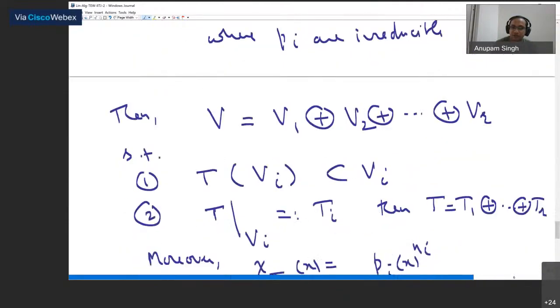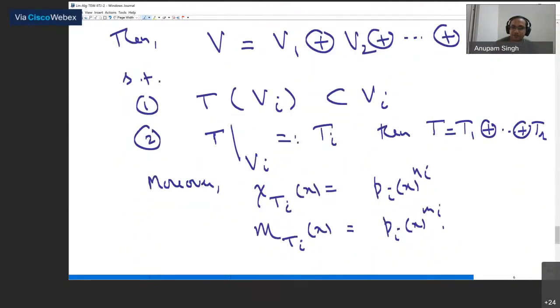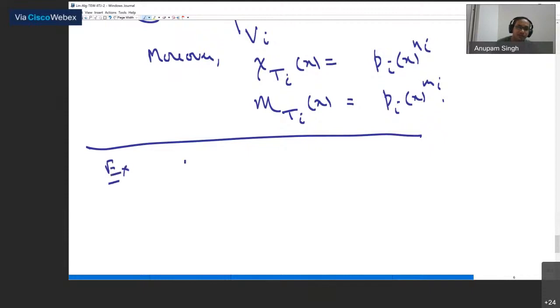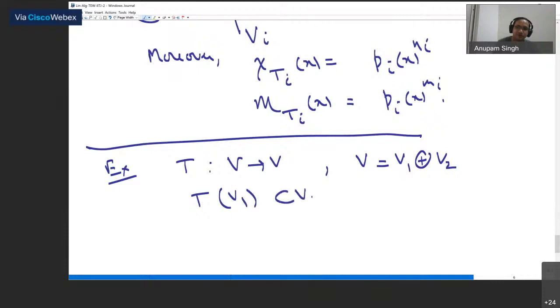I hope this is clear. So this is a confusing point. Let me just write here as an exercise for you. Suppose I have a linear transformation from V to V, and suppose V is V1 direct sum V2, and T maps V1 to V1 and T maps V2 to V2.